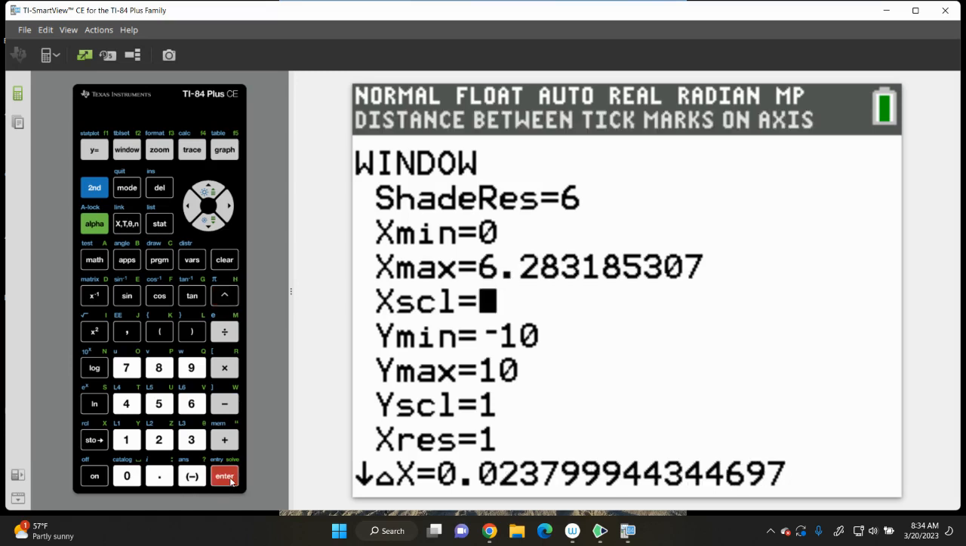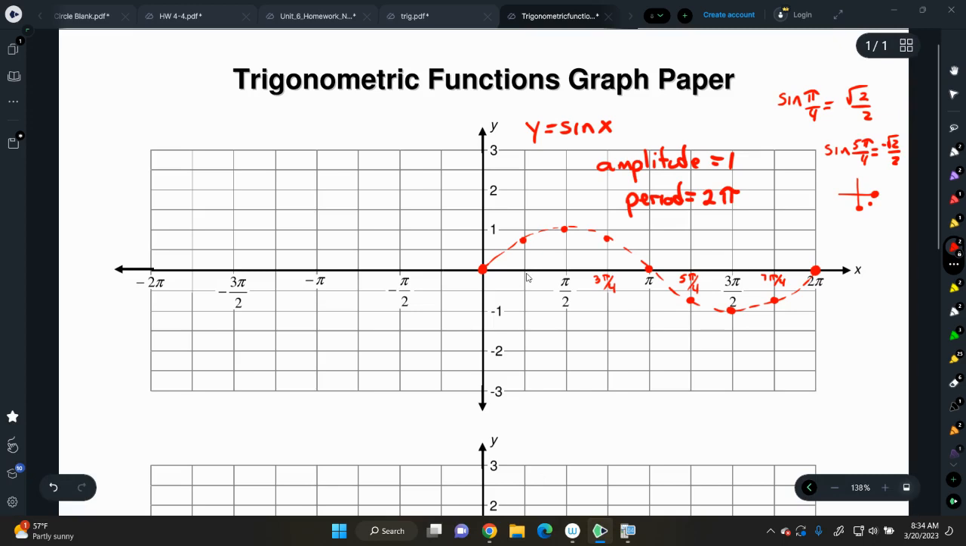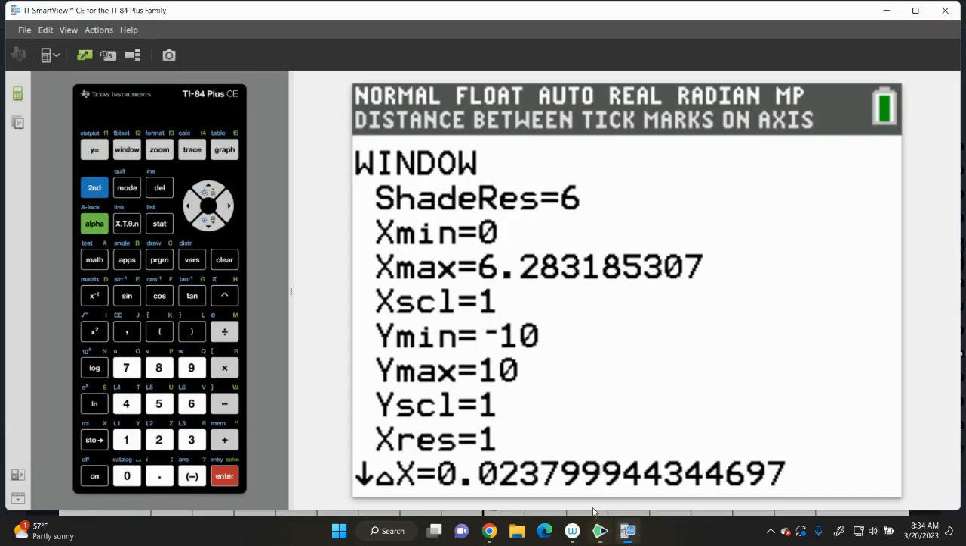Okay. Now my intervals, my scalar, so how much does each mark on my graph represent? Well, I want to match what you have on your graph, right? So if we look there, I think you have the same graph except you don't have the left side here. So what does each mark represent? Pi over 4, right. So our scalar is going to be pi over 4. That way, when I look at it on the graph, I know that every mark is representing pi over 4.